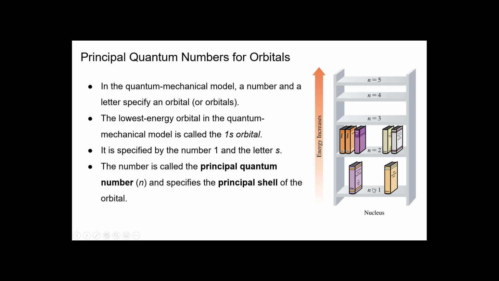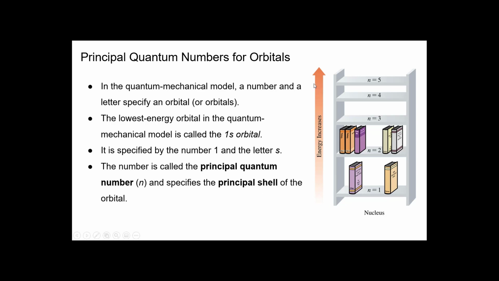So we start at n equals 1. And when that's filled, because there's only so many books allowed on that shelf, then we have to load onto the next shelf, and the next shelf, and the next shelf. If you see there's an arrow here, and the arrow goes up. So anything on n=1 is lower in energy. n=2 has higher energy than n=1, and n=3 is higher energy than n=2, and so forth. If you start closest to the nucleus, that's considered the lowest energy, and as you go out, it's considered higher energy.